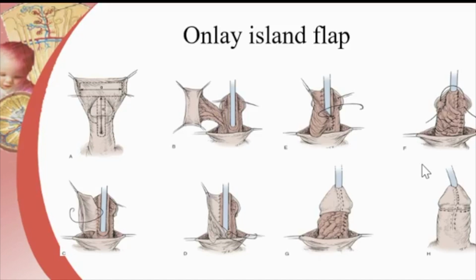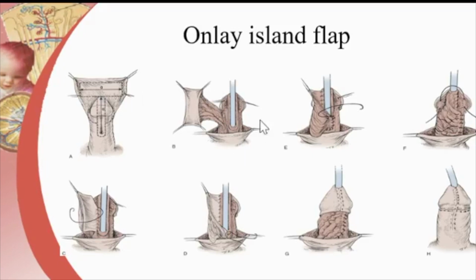Onlay island flap is a type of repair where the chordee is correctable. The urethral plate is not wide, it is only like 5 millimeter, but you want to keep the urethral plate. There is no need to excise the urethral plate. So you probably have to take another 5 millimeter wide, and then whatever length, if it is a proximal hypospadias with 1 or 2 centimeter length and 5 millimeter width, then you can take the same length and same width inner preputial skin on a pedicle.